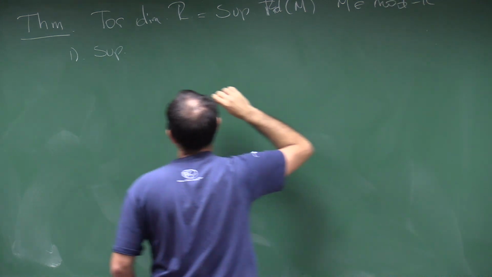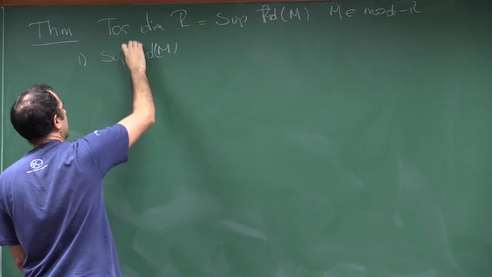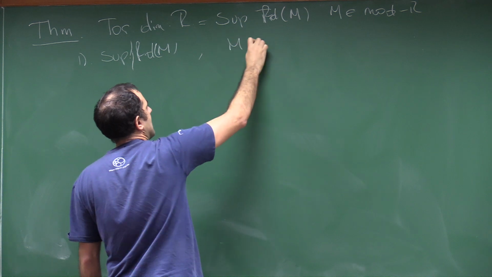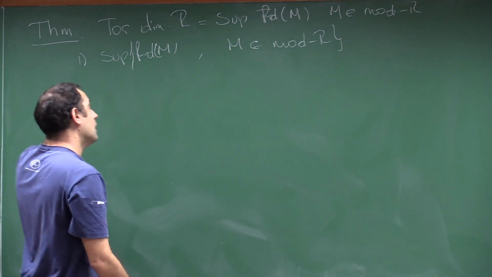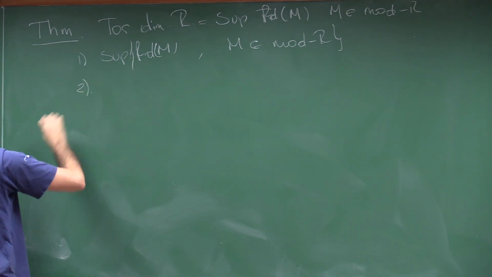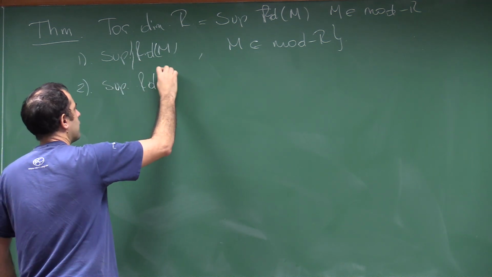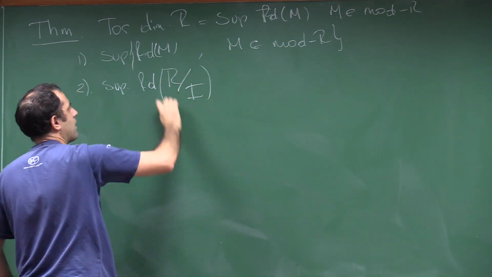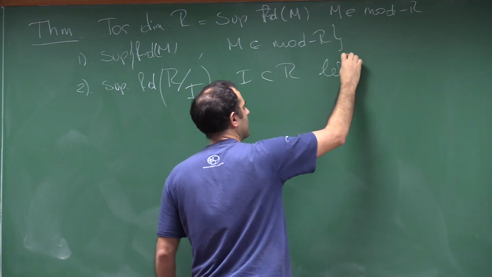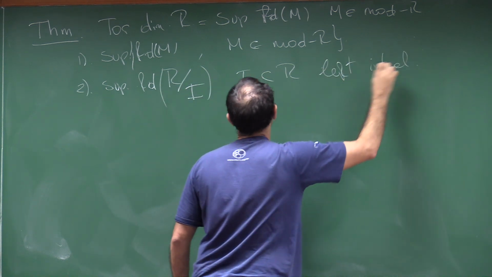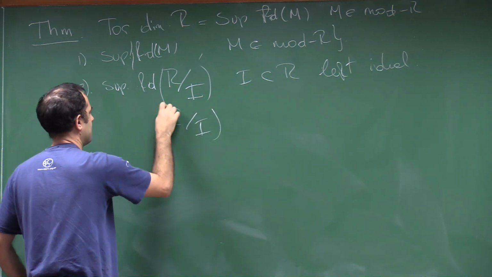So that was the definition, and then it's the same thing as the supremum of the flat dimension of M, where M is a left R module. And then it's also the supremum of the flat dimension of R mod I, where I is a left ideal. And it's the same thing if you do this for right ideals.